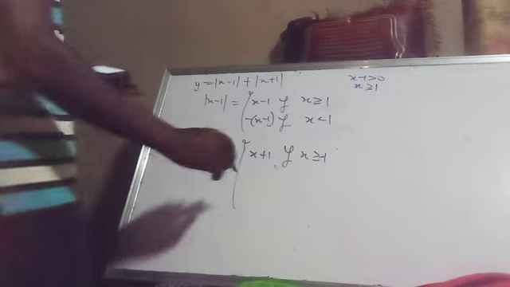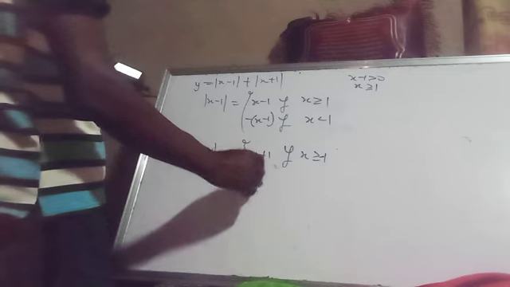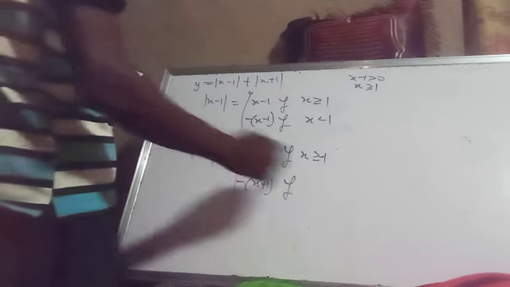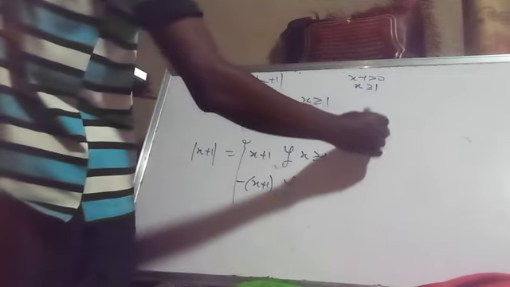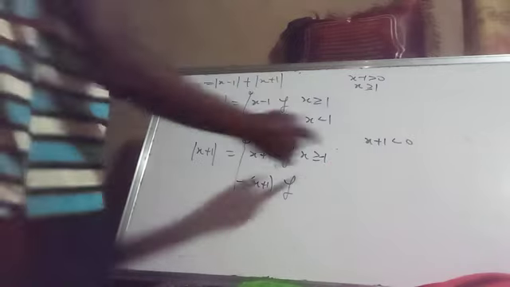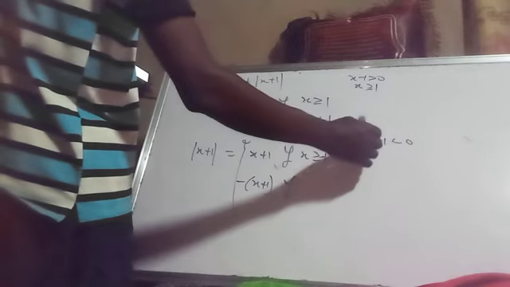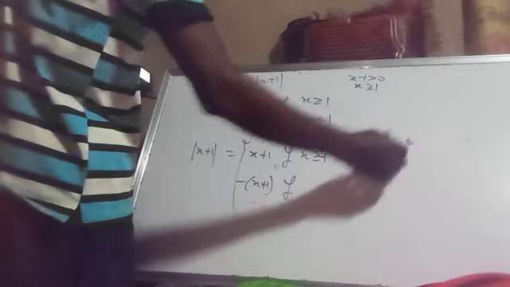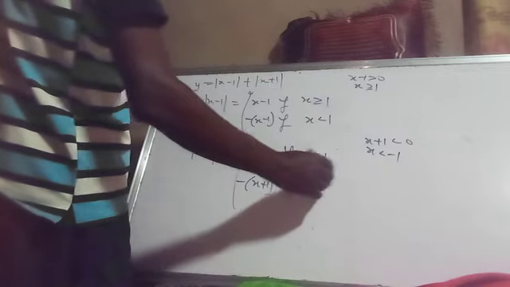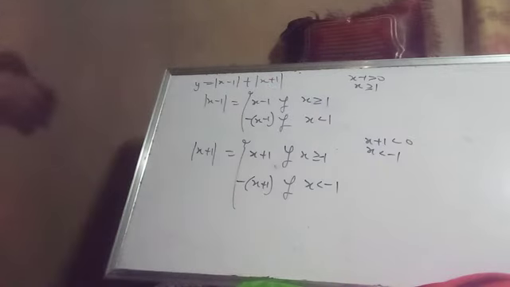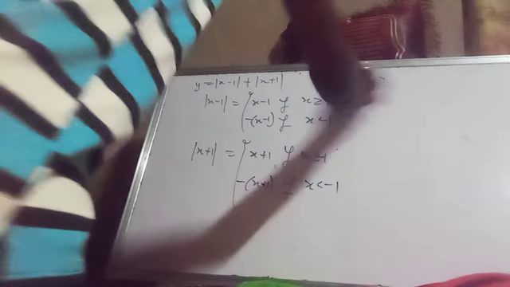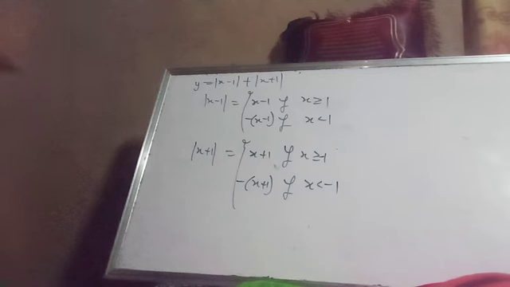Okay? Now the second one will be minus into x plus 1 if x plus 1 is less than 0. So you understand now? Those are the basics: x less than minus 1. I hope you understand. So now we have defined those given values. Now the next stage is to add them together.